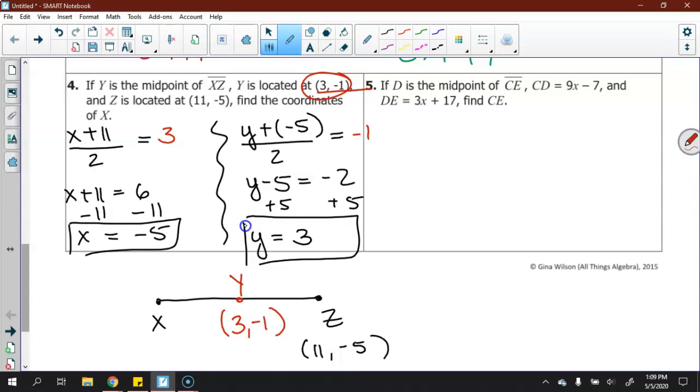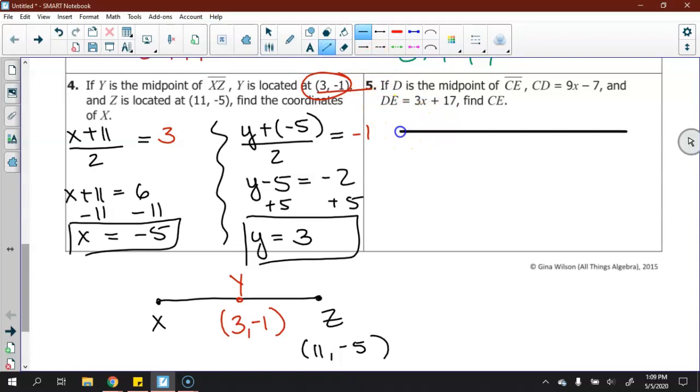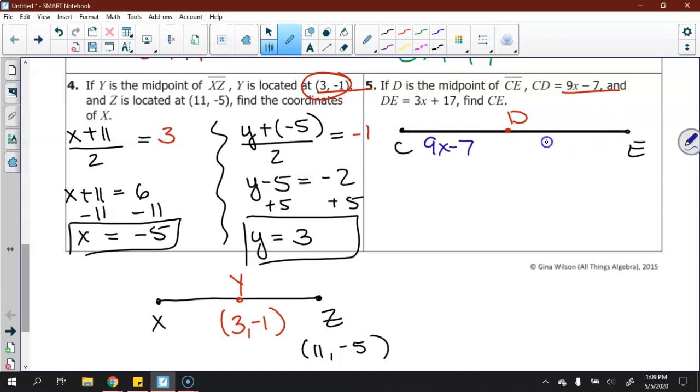All right. Now for number 5, they give us a segment CE, and then they give you the midpoint as being D. And then they tell you CD is 9x minus 7. So this little chunk right here is 9x minus 7. And then from D to E is 3x plus 17.